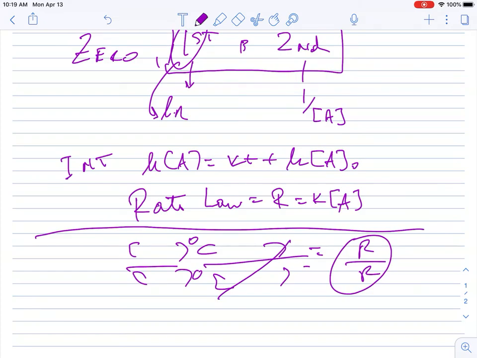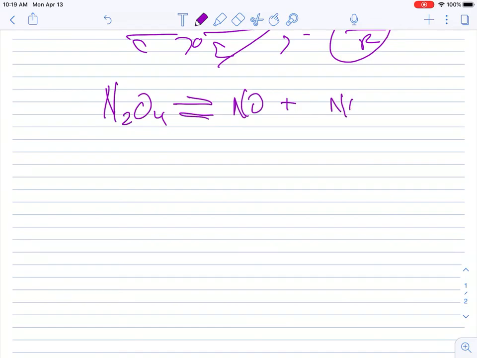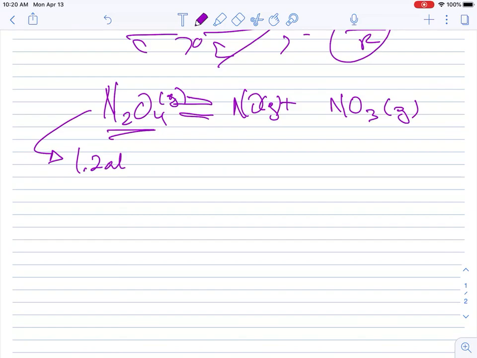Let's review and go back to Kc and Kp, this whole idea of equilibrium. So let's say that I gave you this reaction where you have N2O4 turning into NO plus NO3, and this is going to be important. Everything here is a gas. And let's say that we've measured the pressure of just the N2O4 before we start, and that's 1.2 atmospheres.